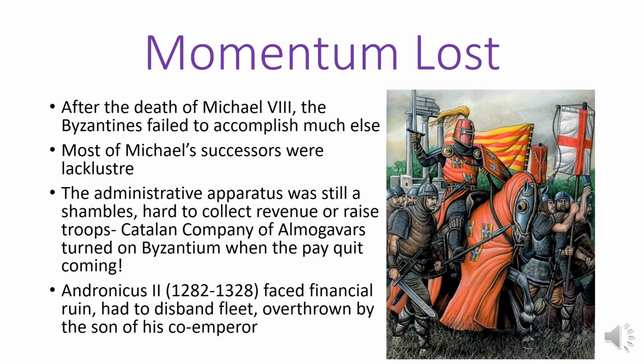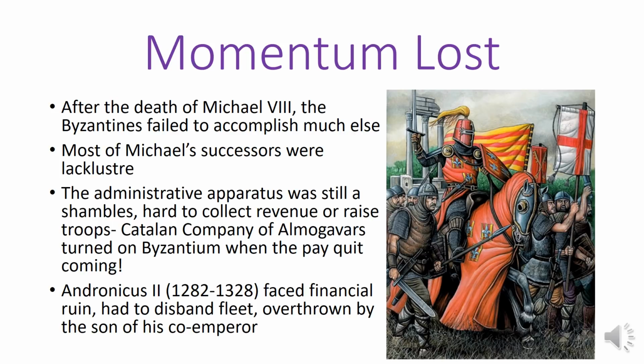I guess the simplest way to put it is that after the death of Michael VIII, there were no more emperors who actually accomplished anything of substance. Most of his successors were lackluster, and to defend them just a little bit, the problem was that the state was not as strong as it had been in earlier periods, partly due to the long time under the Komnenoi, who weakened the central government, and then partly due to the wreckage of the state by the Latins, who tried to set up a Western-style feudalism. So because of this, the administrative apparatus is still a shambles, and it's really hard to collect revenue or raise troops in the provinces that Byzantium controls.